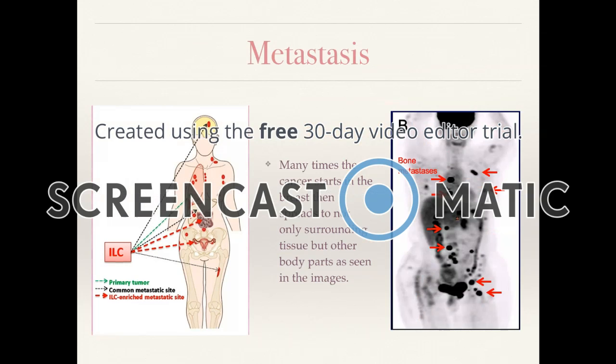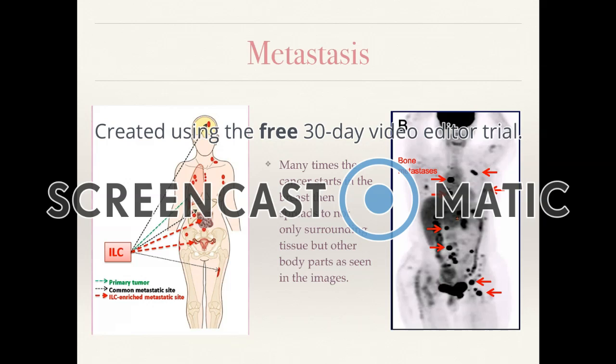Metastasis. Many times the cancer starts in the breast, then spreads not only to surrounding tissue but other body parts as seen in the images. This would be a more severe case of ILC. In the right image, it is showing a PET scan of a patient with ILC that has spread to her bones.